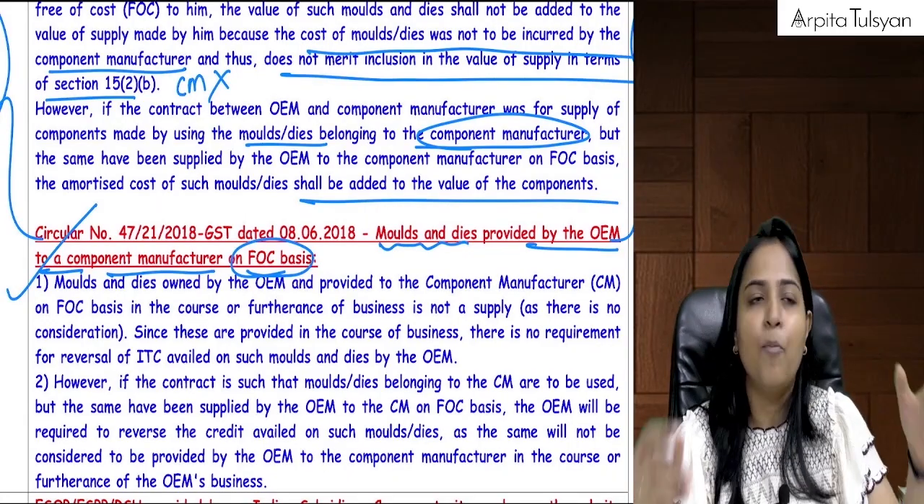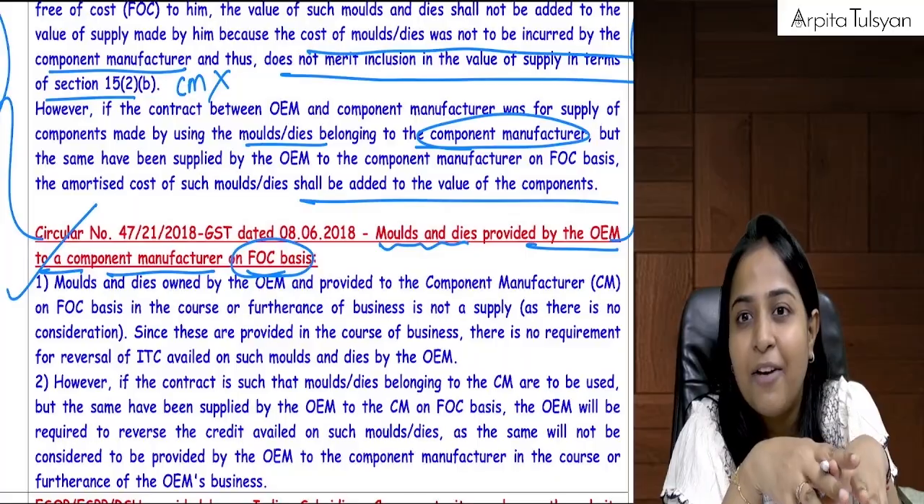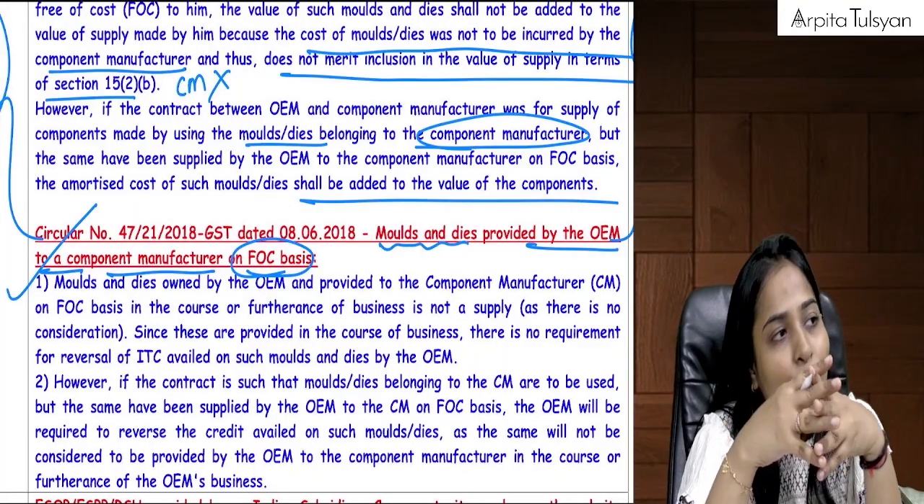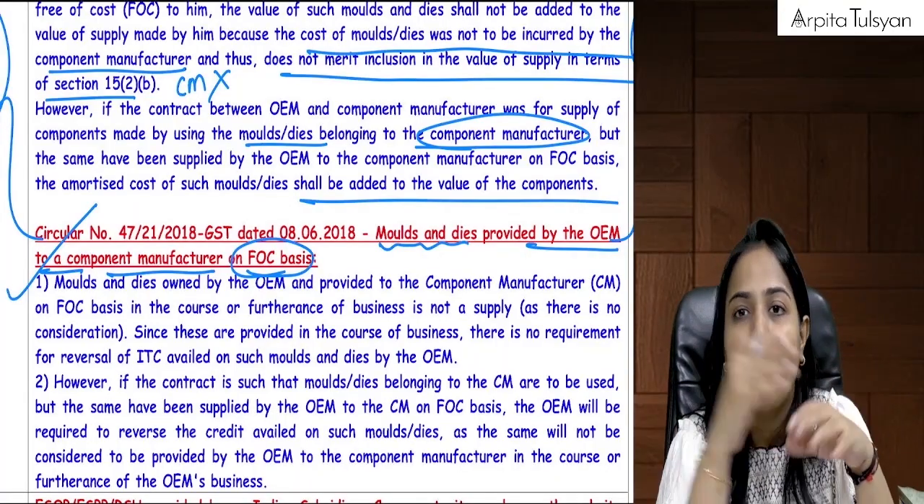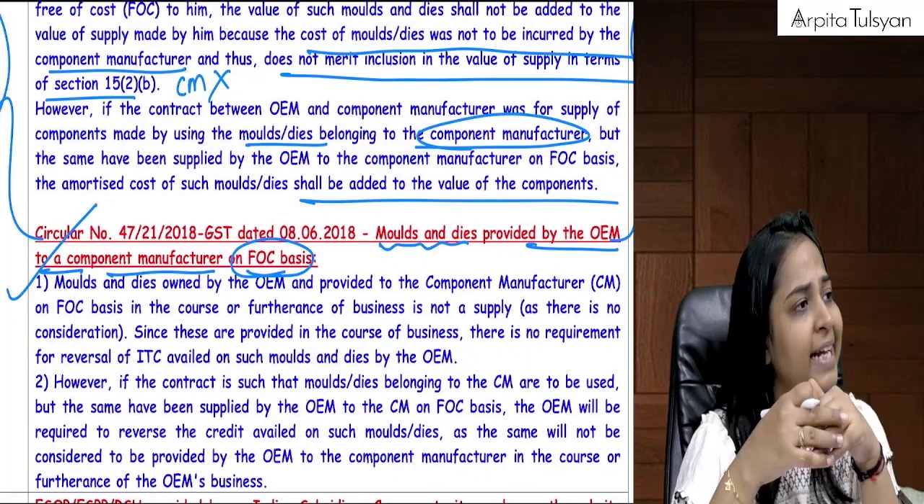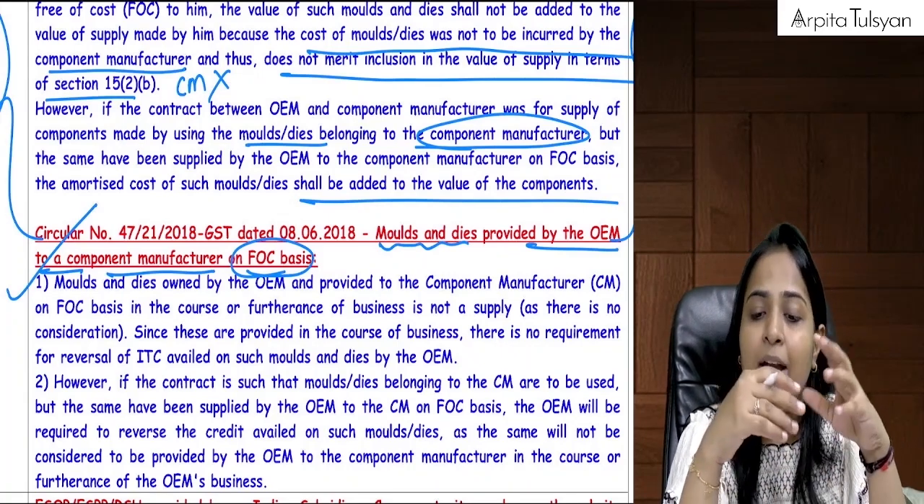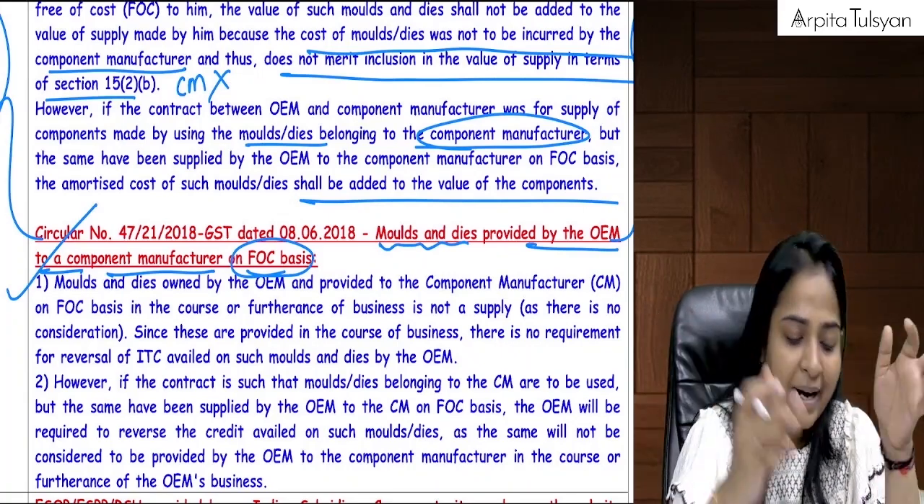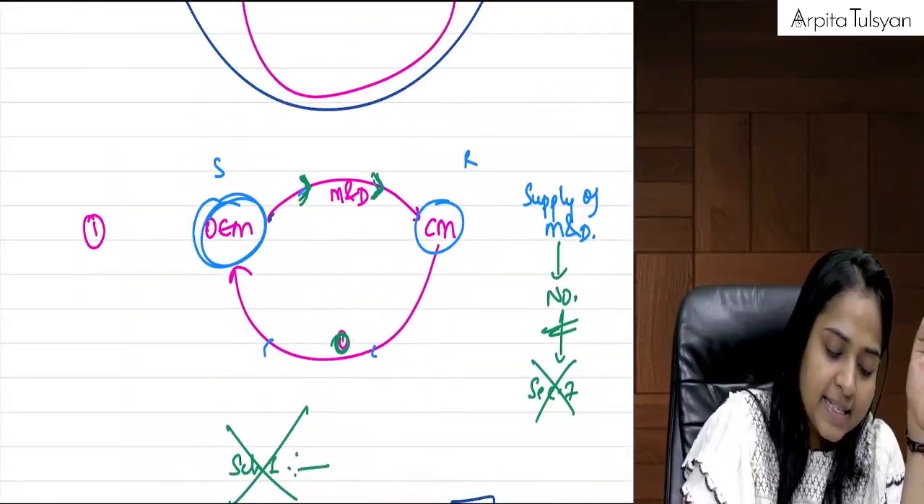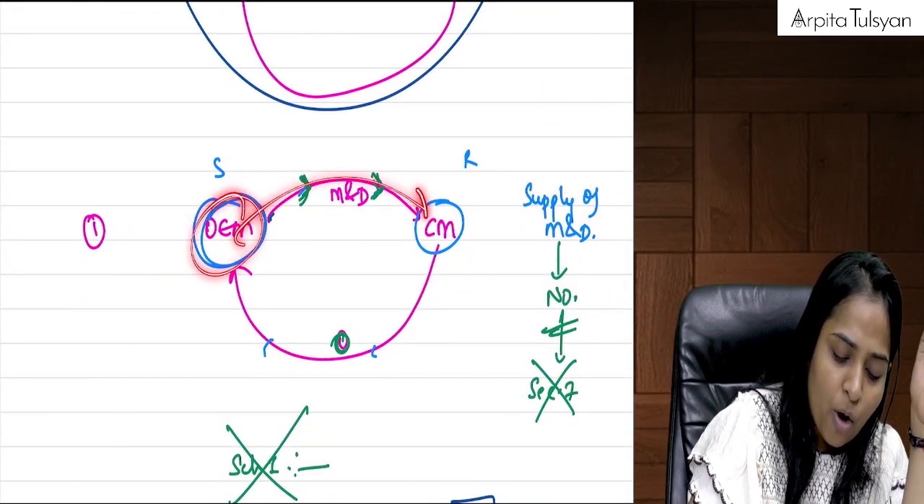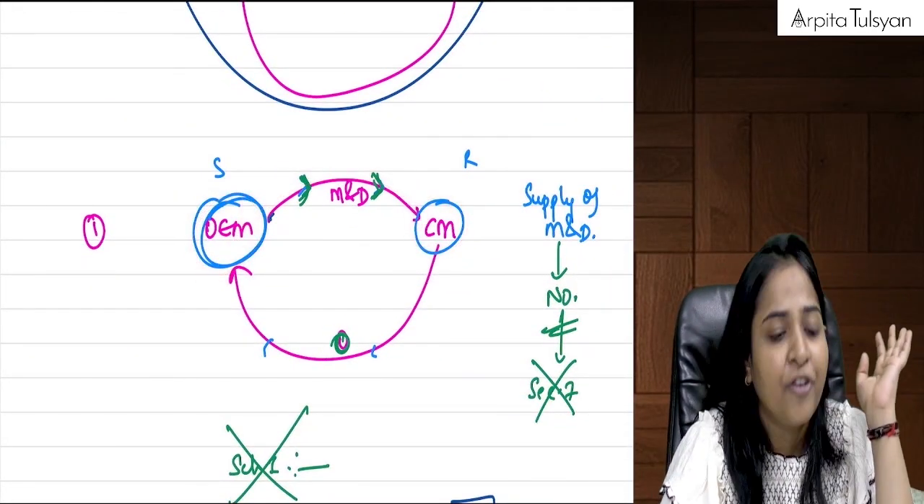Now, let's say the molds and dies are owned by the original equipment manufacturer. He owns it and then provides it to the component manufacturer so that he can use it and prepare the battery. Now, can we say this is supplied? It is supplied by the OEM to the component manufacturer in the course or furtherance of business.